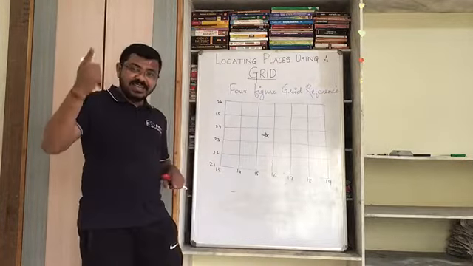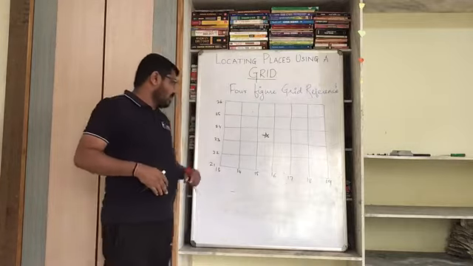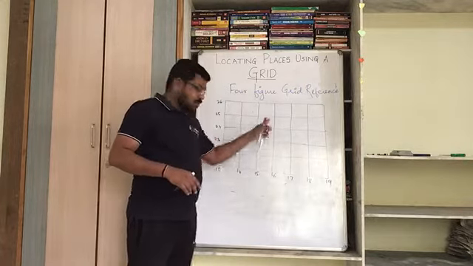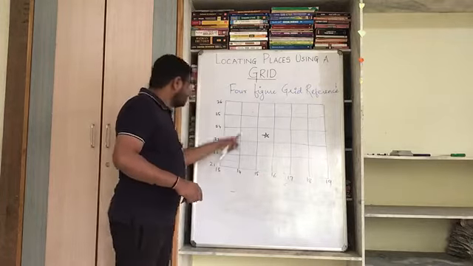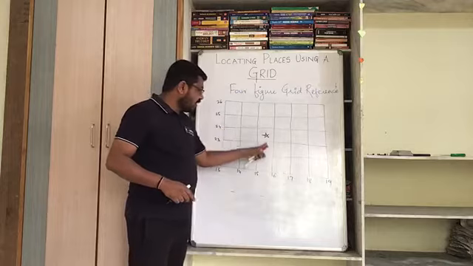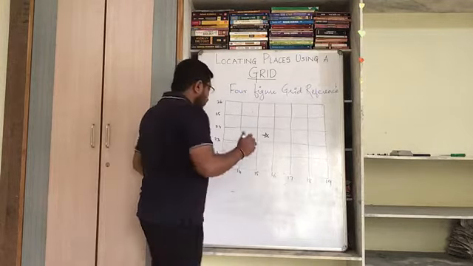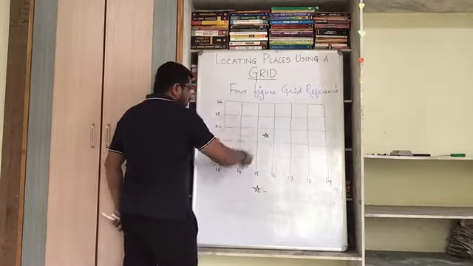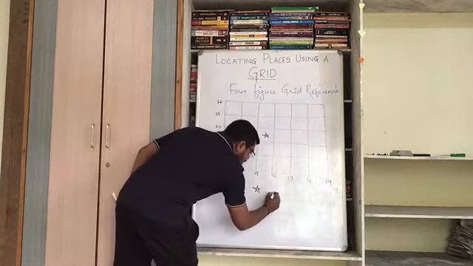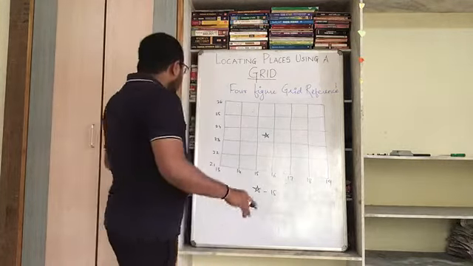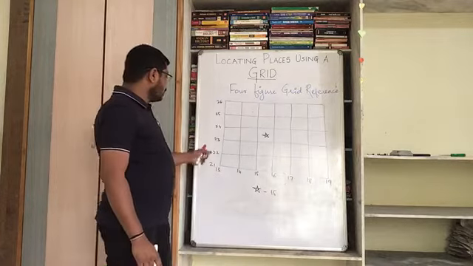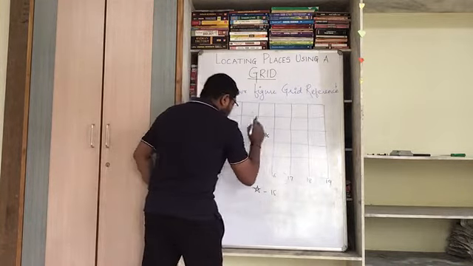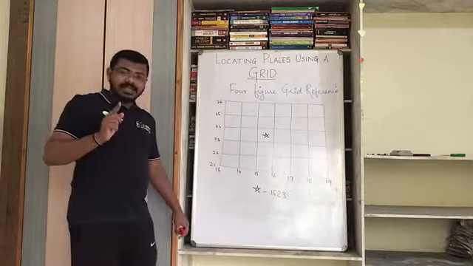How to find out the 4-figure grid reference of the star? We have to start with eastings first. When you go through the eastings, you will find the columns. In columns, this is 13, 14 and 15. So the star is located in the 15th column. So in the column of 15 somewhere it is located. You will be writing 1, 5, 15. Then going through the rows, this is 21, 22 and 23. So this is located in 23. So 1, 5, 2, 3.